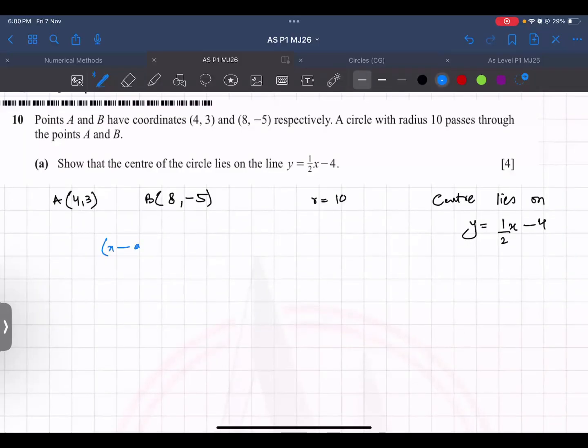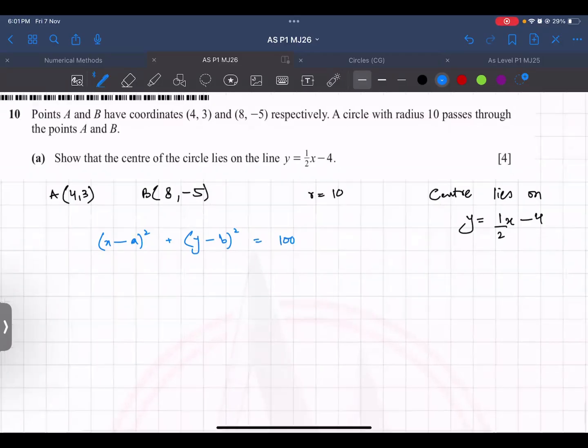(x - a)² + (y - b)² = r². R has been given to us: 10², which is 100. And now they have given you again two coordinates, A and B. We know the x and y values for the two, and we have two variables over here, so we can substitute them and find the values of a and b.